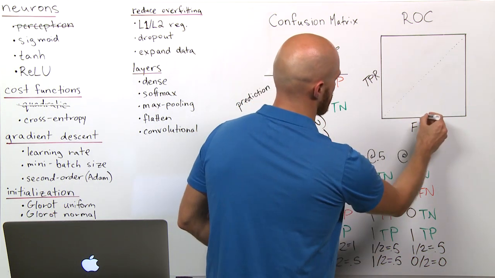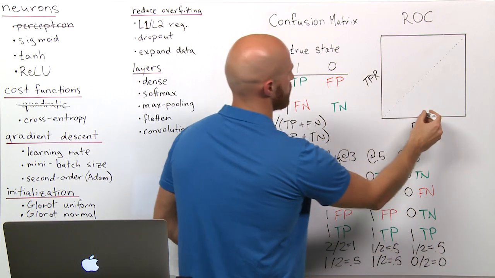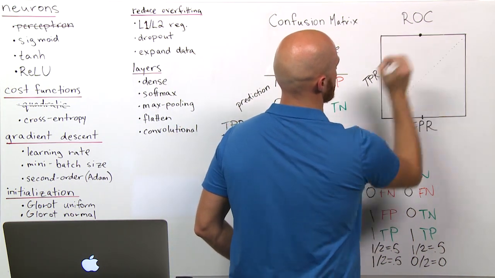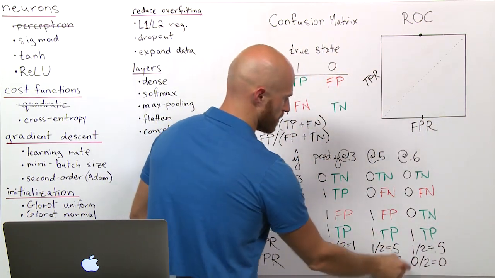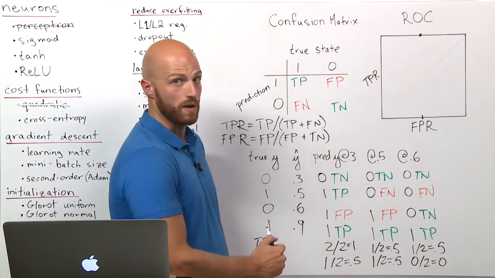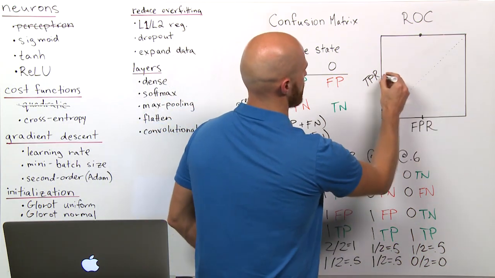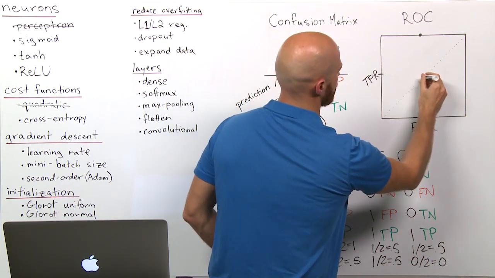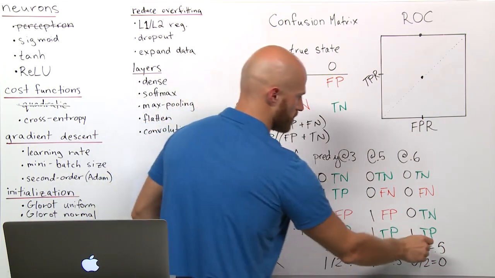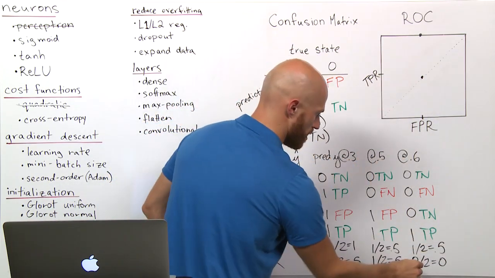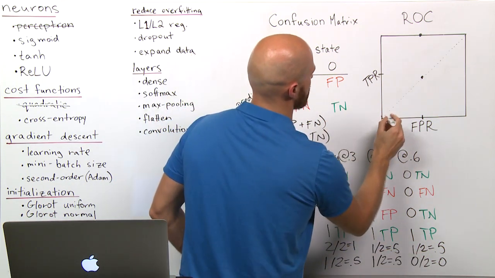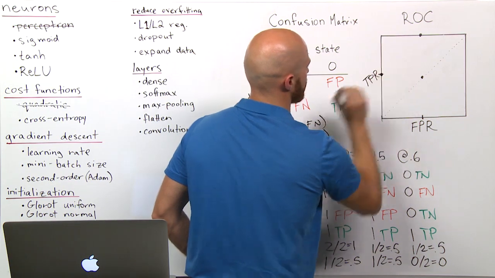So a false positive rate of 0.5 and a true positive rate of 1 brings us to a point right here. For this second one, we have a true positive rate of 0.5 and a false positive rate of 0.5. And so that brings us right into the middle. 0.5 and 0.5 is right here. And then for our final dot, we have a true positive rate of 0.5, so here, and a false positive rate of 0, so that's here. And so that brings us to this coordinate right here.